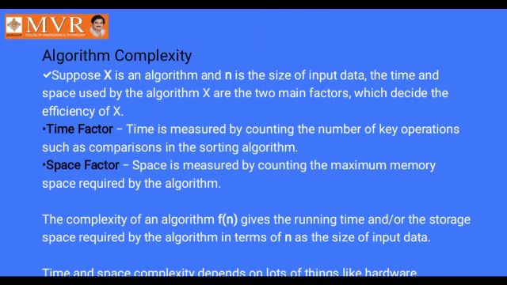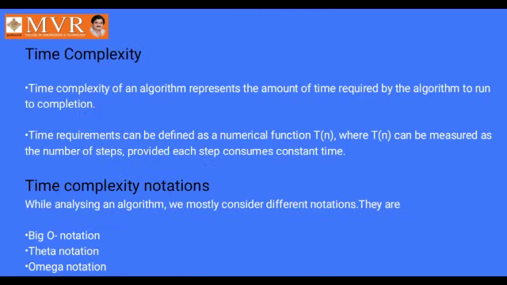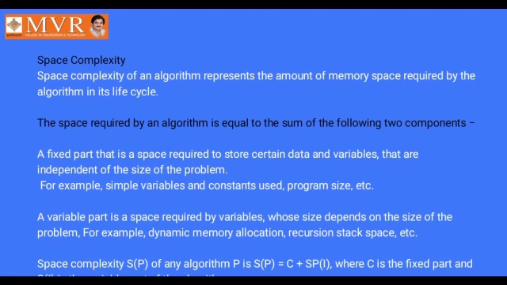This time complexity and space complexity mainly depend upon the hardware of the system. Now, the time complexity can be calculated using the following notations: big O notation, theta notation, and omega notation. By using these three notations, we can estimate the best case, worst case, and also the average case time complexity for an algorithm. Now coming to space complexity.